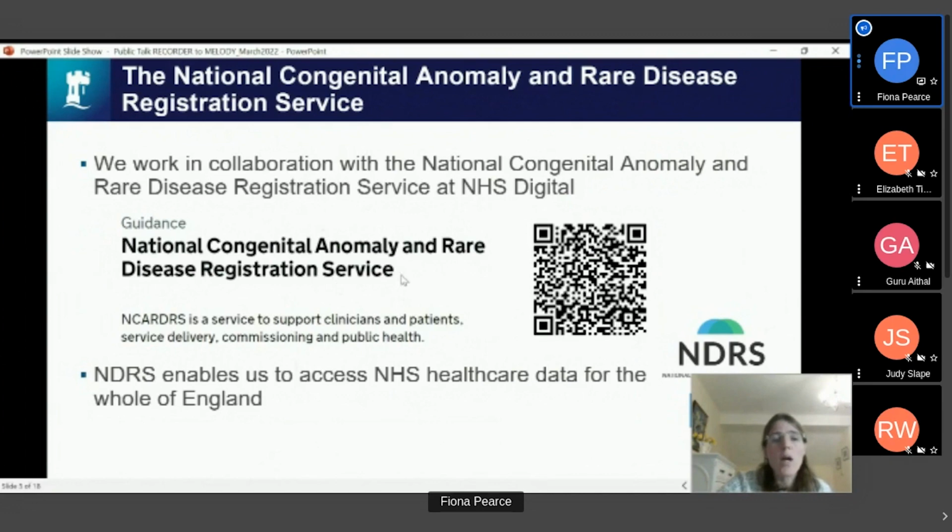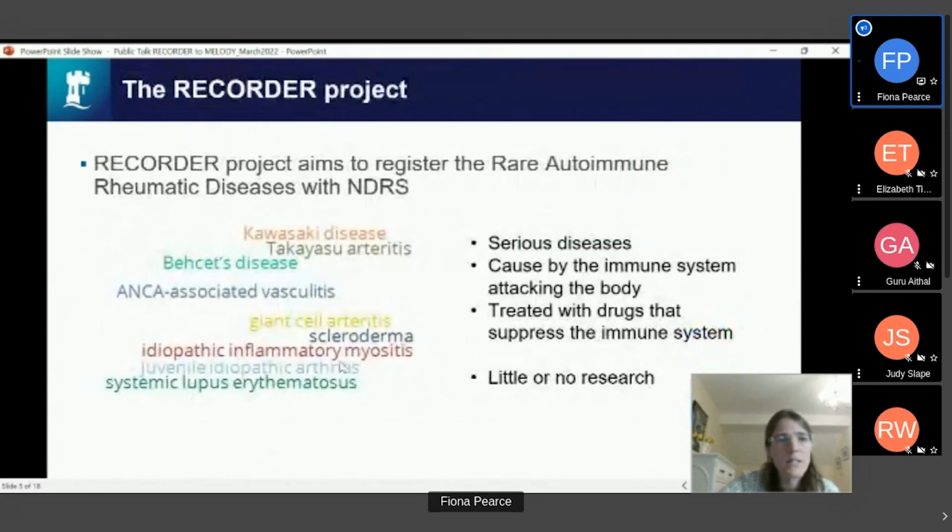The research group I work in, in Nottingham, works in collaboration with the National Congenital Anomaly and Rare Disease Registration Service, who were at Public Health England until it was dissolved last October and have now moved into NHS Digital. It's a service designed to support clinicians and patients, service delivery, commissioning and public health. Through the National Disease Registration Service, we have access to the sort of healthcare data I showed you in the previous slide for the whole of England.